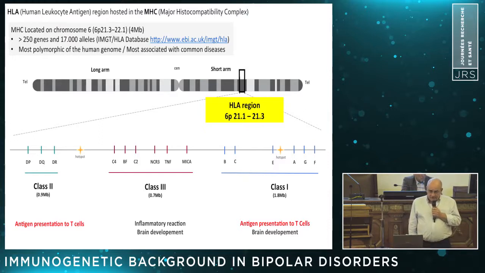It is considered the most polymorphic cluster in the human genome, with more than 70,000 alleles, and is the cluster most associated with common disorders. The cluster is divided into three classes: class 1 and class 2, which are the classes of antigen presentation to the T lymphocyte, and the class 3 region, which encompasses the complement region and which is involved in inflammation and also in brain development.